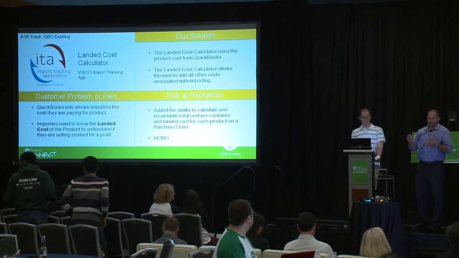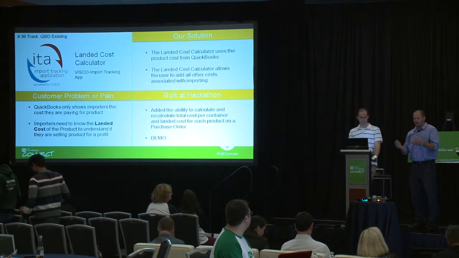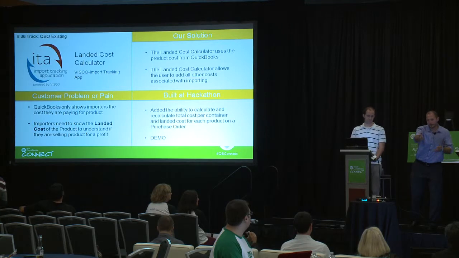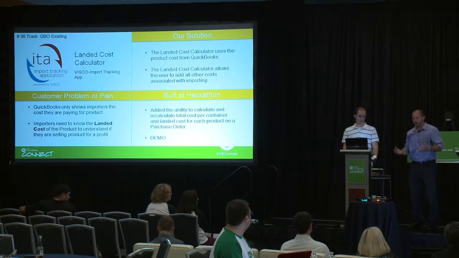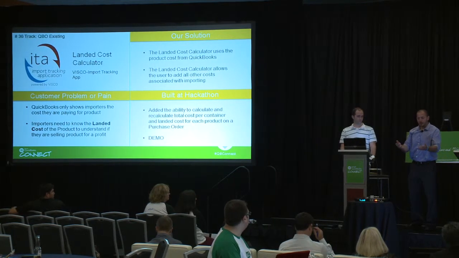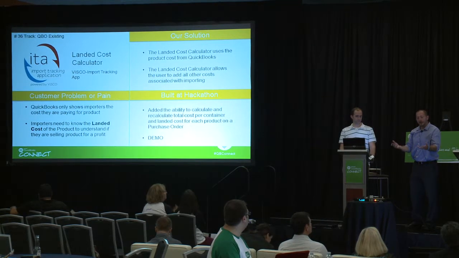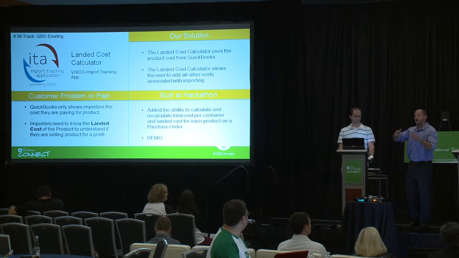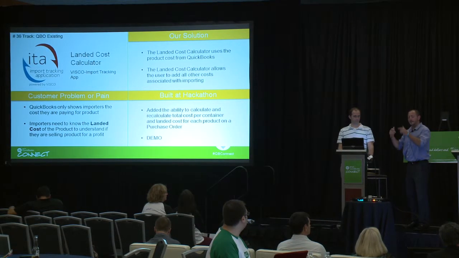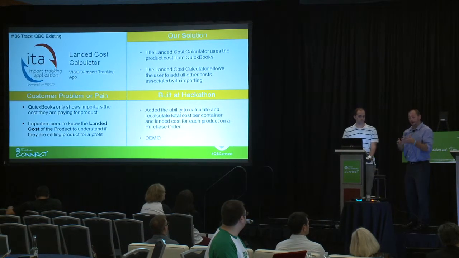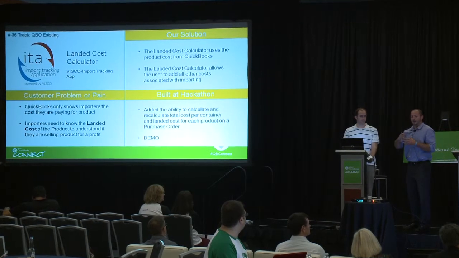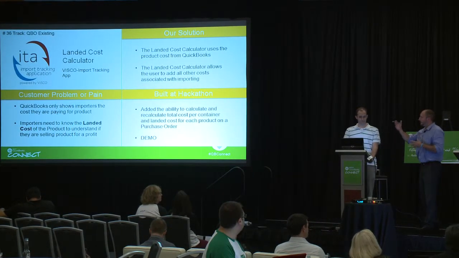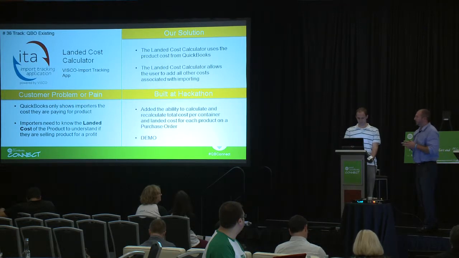Let me explain what landed cost means. In simple terms, if you buy a pen for $1 and sell it for $2, that's great, but it's an easy calculation: you made $1. But if you have an opportunity to buy that pen from a factory in China for a dime and sell it for $2, you might make more money on that transaction, but that calculation is a little more complicated to figure out. That's what the Landed Cost Calculator does for you.